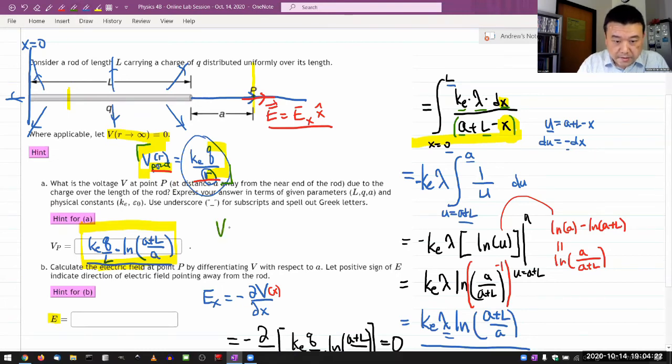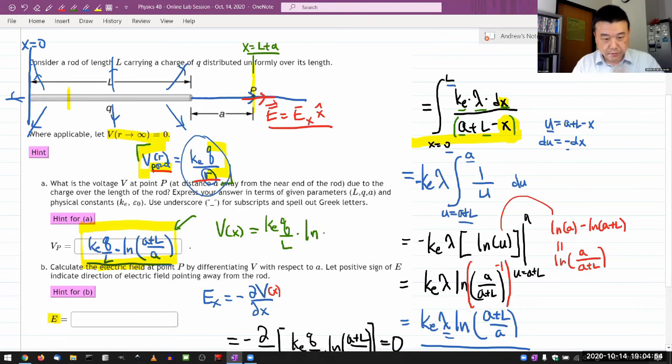So this is basically going to be guess and check. I'm going to be guessing a form of potential as a function of x, and then I'm going to plug in the value x equals L plus a and hope that it results in an expression that's exactly the same as that. If not, I'll have to adjust my guess. So I think this is going to be my guess: Coulomb constant times charge over L times, and within the natural log, that's where I'll be guessing.